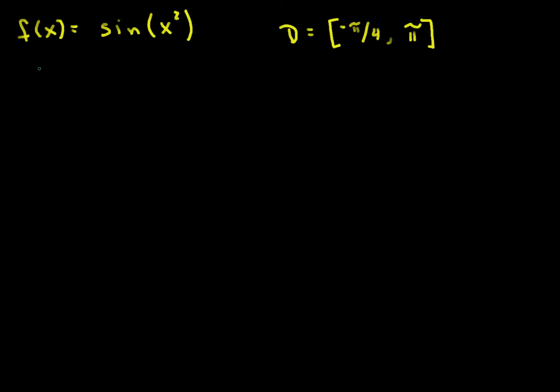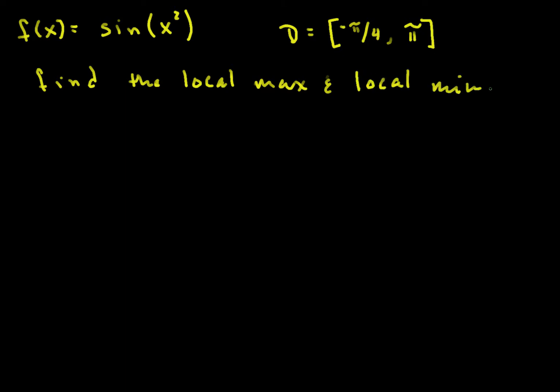And I want to find the local maximum and local minimum. So to find the local extrema, we've got to find our critical values, and critical values are where the derivative is either 0 or doesn't exist. So f prime of x, we've got a chain rule, so this is going to be 2x, and the derivative of sine is cosine, so cosine of x squared.